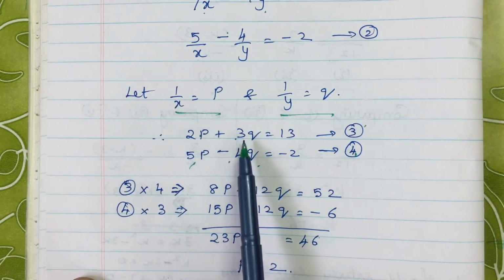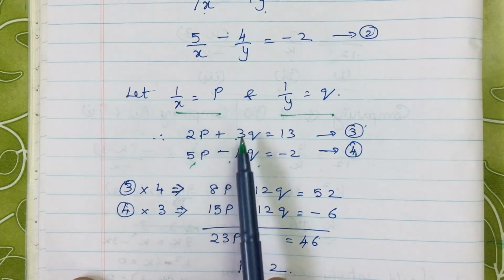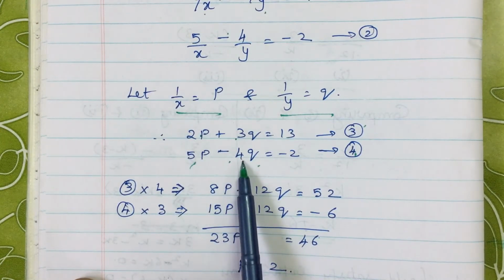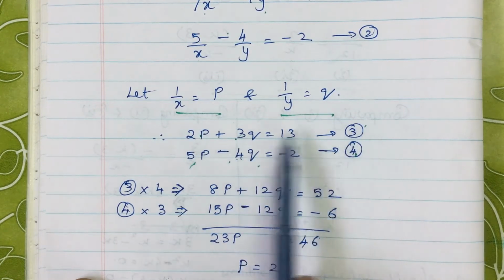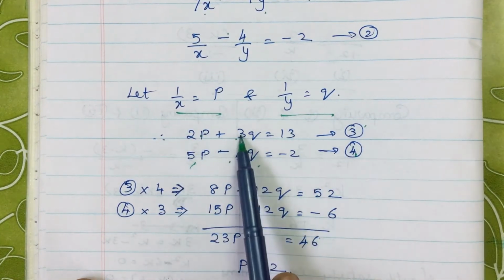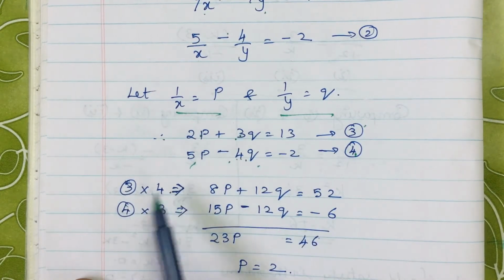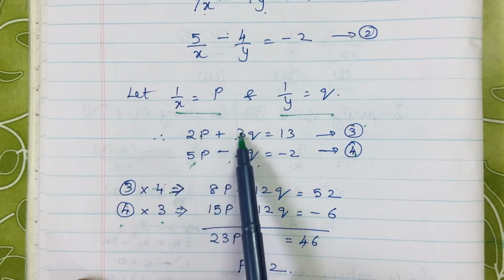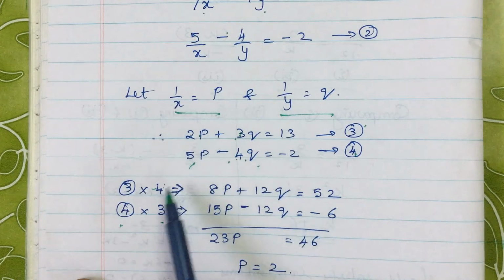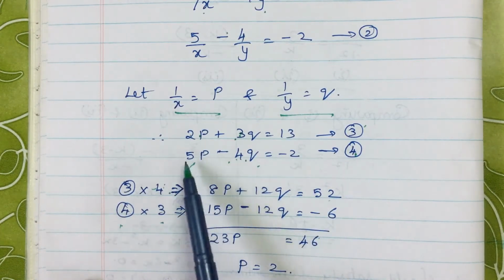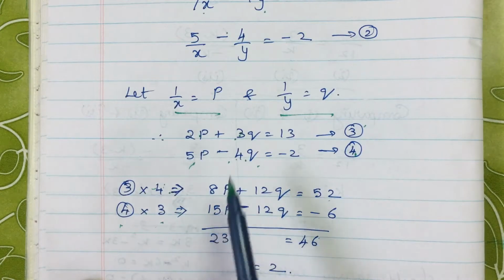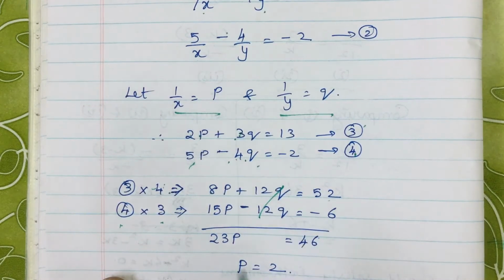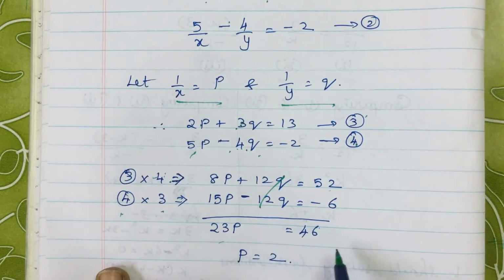So here you inspect the coefficients. Here it is 2 and 5, here it is 3 and 4. Okay, so I have taken this 3 and 4. I multiplied the third equation by 4 and the fourth equation by 3. So 3 into 4 and 4 into 3. So I got 2 into 4 is 8, 3 into 4 is 12, 13 into 4 is 52. Similarly, the fourth equation, you multiply it by 3, that is 15, minus 12, 3 into minus 2 is minus 6. So these variables will entirely get cancelled. The remaining thing is 23p equal to 46. So p I got as 2.